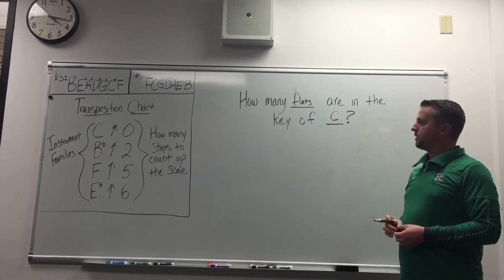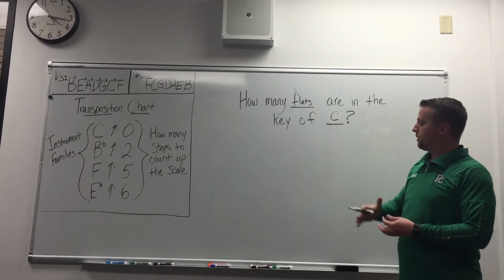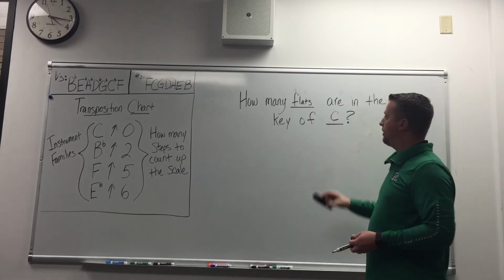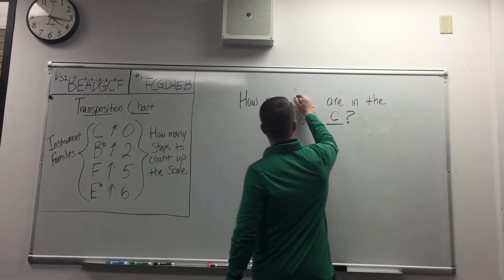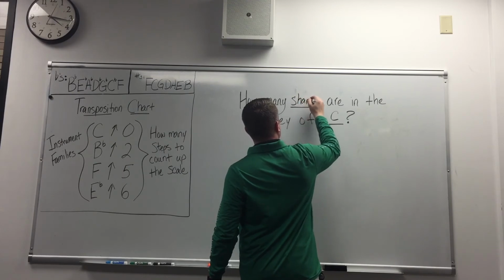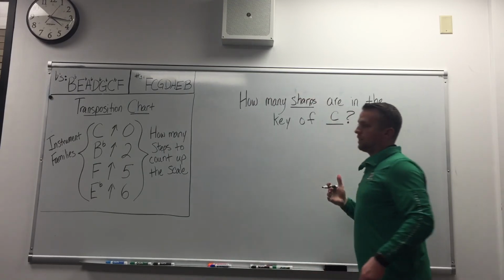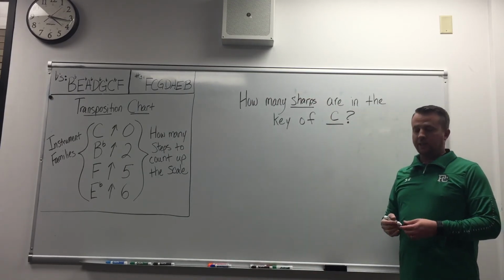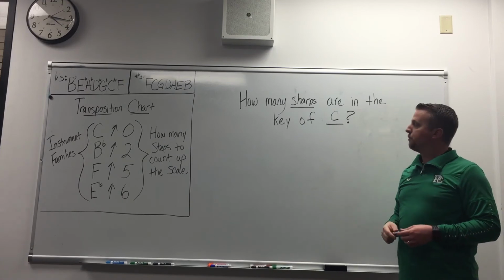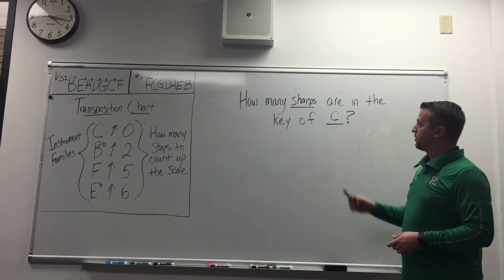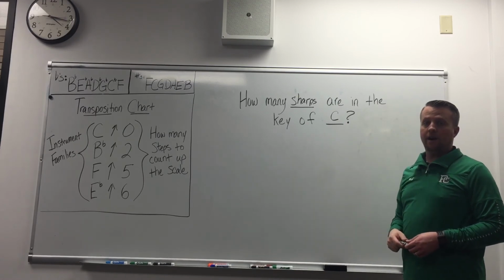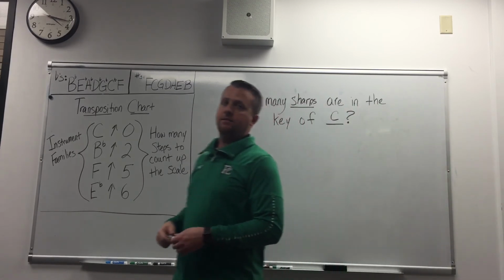There are 0 flats, and in fact, if I put sharps up there, which I'll do right now because we're going to switch to a video on sharps, how many sharps are in the key of C? The answer is still 0. C is the only key signature with no sharps, no flats. It's also the non-transposing instrument family. So this answer would be 0. All right, be right back for another video on the sharps.